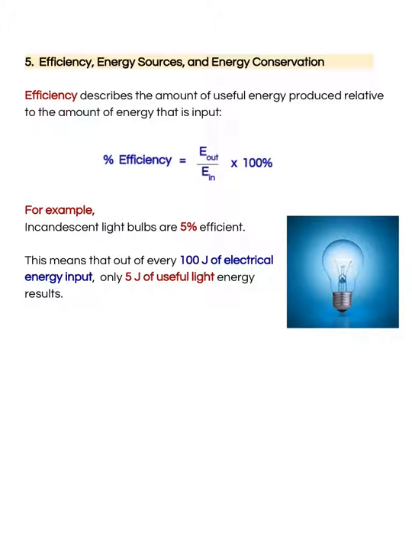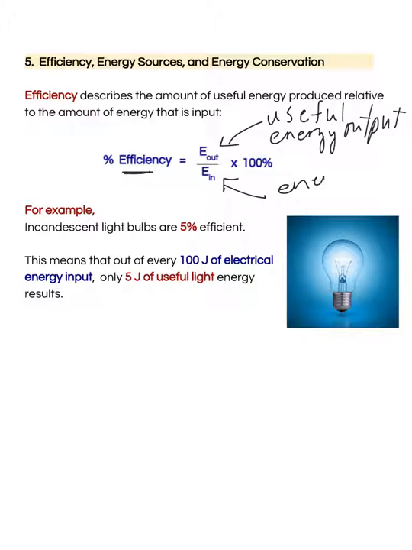And so when calculating percent efficiency, it's the same idea. Percent efficiency really just describes the useful energy output versus the energy input. And to get that as a percentage, of course, we're going to be multiplying by 100. So let's look at an example to make more sense out of this.